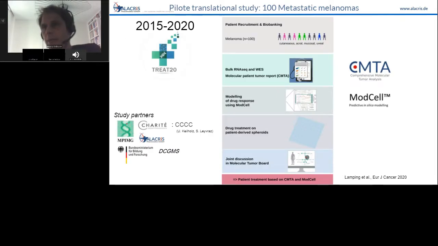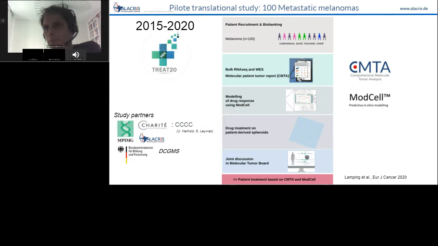Now I'd like to introduce one pilot translational study where both approaches have been used. It's called Treat 20+ due to a prior project, but in fact it was around 100 metastatic melanomas. So those are melanomas which had received standard of care before, which could be BRAF treatment or immunotherapy. And then they were recruited into that study. So they came from different subtypes of melanoma. There's cutaneous melanoma on the skin, the acral and mucosal melanoma. And here in this project, we also had a quite large cohort of around 40 patients which had uveal melanoma, which is a rare melanoma affecting the eye.